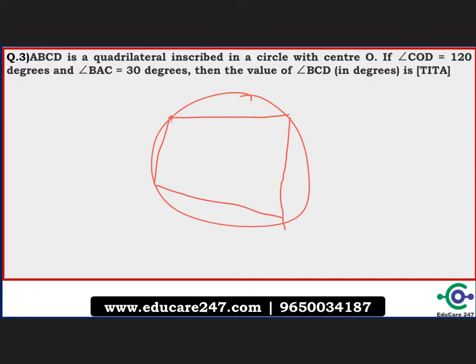Okay, so this is a quadrilateral. Just join the diagonals. This will be A, B, C, D. All right, so what all is given over here? COD is given as 120 degrees, and BAC is given as 30 degrees.